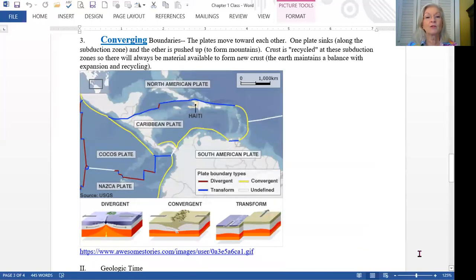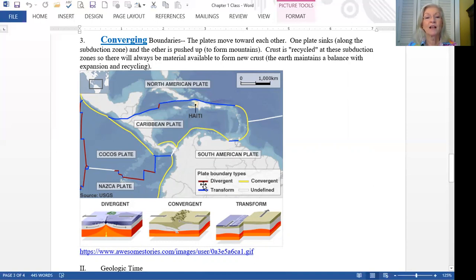This is a little close-up of the North American and the Caribbean plate and the South American plate. And you can see right here the location. There's actually a fault located right there. And again, a lot of the activity that we see associated with the earthquakes in Haiti is because of its location. And you see we've got color coding of the types of boundaries.